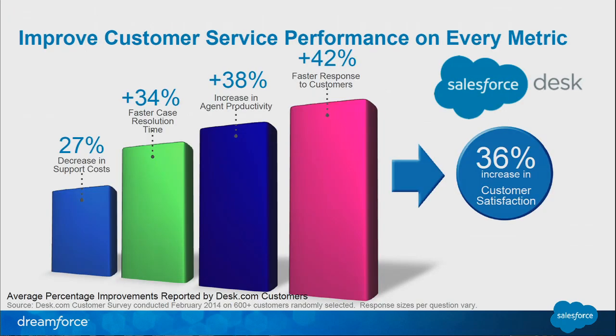So some statistics from our customers, based on what we provide you within the application. We're seeing our customers see a 27% decrease in support costs, 34% faster case resolution time, 38% increase in agent productivity, 42% faster response to customers. We have functionality in the application such as macros and bulk case management, so you can really react to your support cases very, very quickly. All in all, and again, these are stats from our customers, they're saying that they see a 36% increase in overall customer satisfaction once they start using Desk and our product.